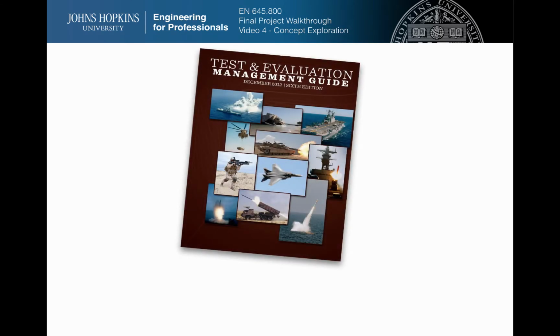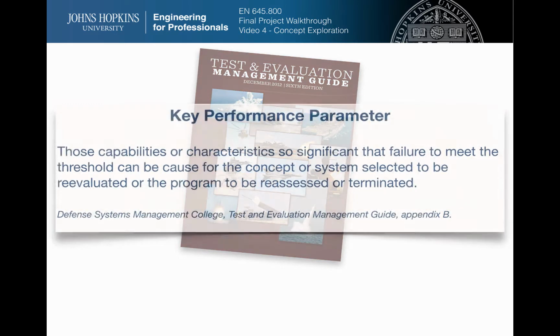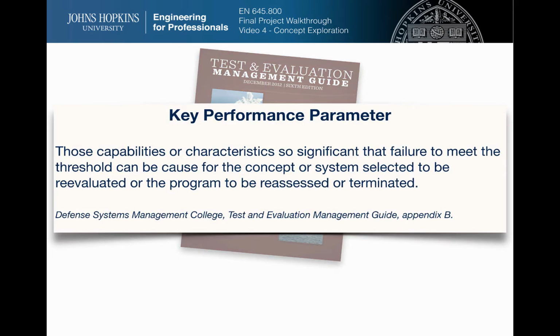You will also be identifying what your key performance parameters are for your system. You do this in Core by selecting KPP from the category dropdown in the Requirements Properties sheet. It's very important that you understand the definition of what a KPP is and to properly identify KPPs for your system. I'll help you and give you the definition of a KPP from this Test and Evaluation Management Guide. Those capabilities or characteristics so significant that failure to meet the threshold can cause for the concept or system selected to be re-evaluated or the program to be reassessed or terminated.